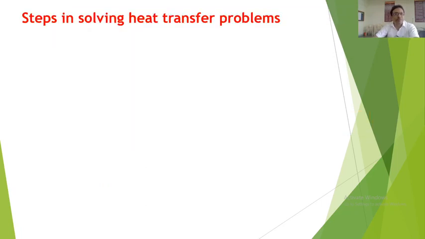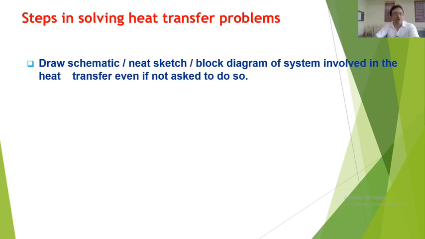So, different steps involved in solving heat transfer problems are as follows. Step number 1, draw a schematic, neat sketch or block diagram of system involved in heat transfer, even if it has not asked to do so. Wherever possible, you draw the diagram of the physical system where heat transfer is taking place.